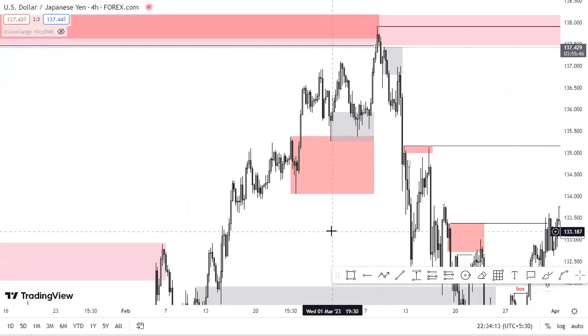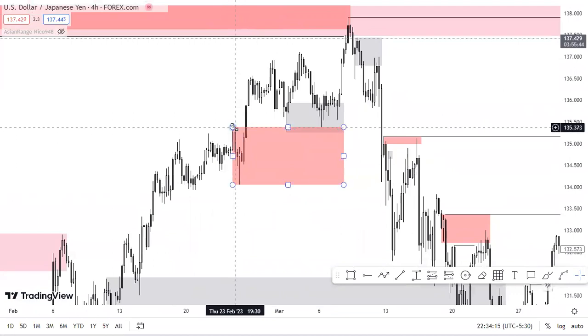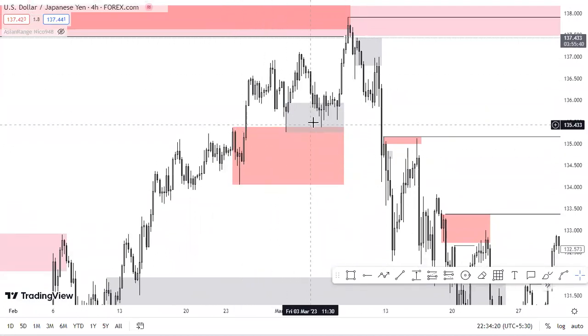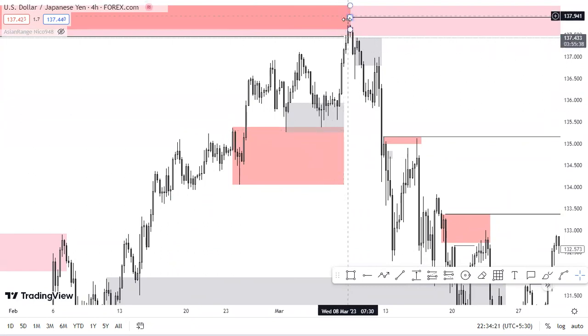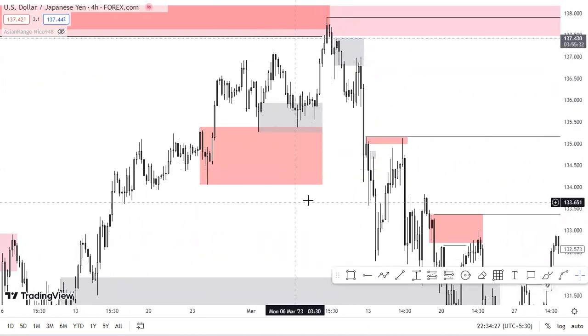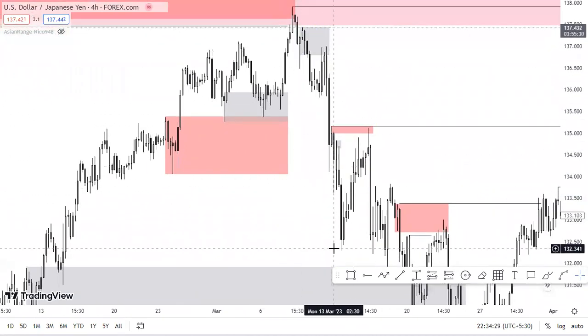So look at here now, look at what happens. This was a demand area, an overall demand area. Price just came, reacted to this demand, and the target was completed. Once the target was completed, this demand needs to be taken out. Exactly, the demand was taken out.